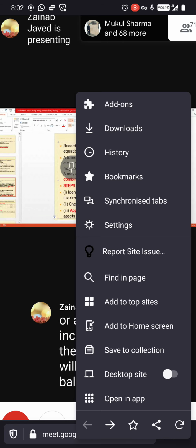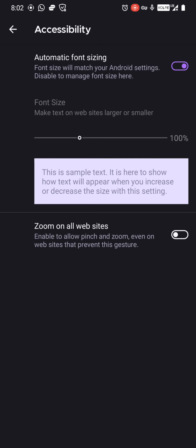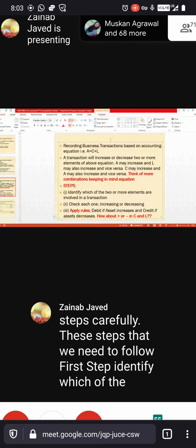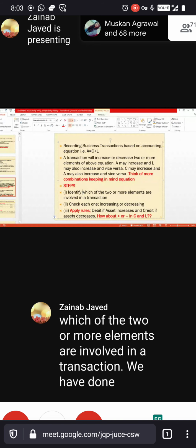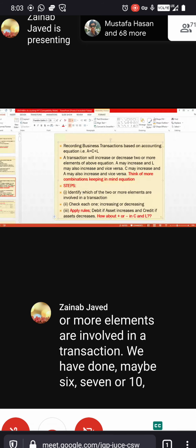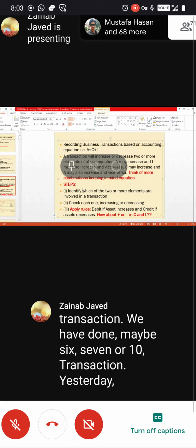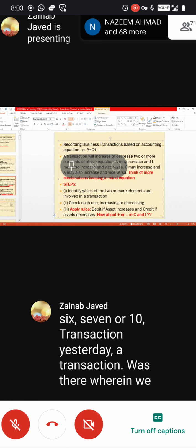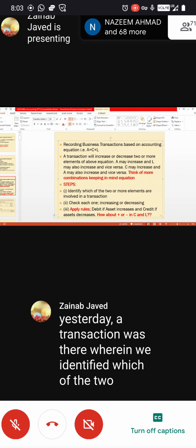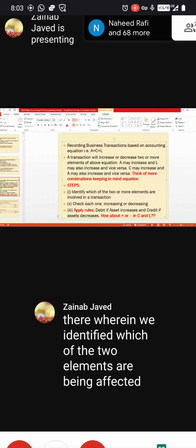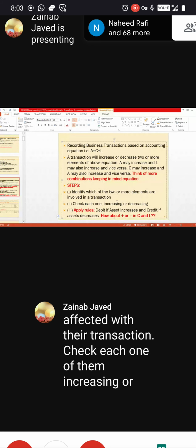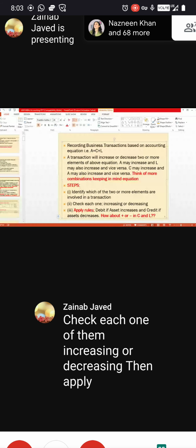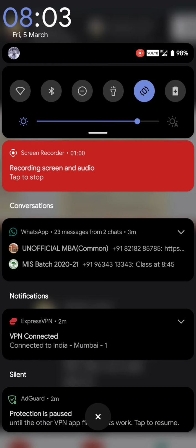Now look at these steps carefully. These are the steps that we need to follow. First step, identify which of the two or more elements are involved in a transaction. We have done maybe 6, 7 or 10 transactions yesterday. In each transaction we identified which of the two elements are being affected. Check each one of them, increasing or decreasing. Then apply rules. This we did not talk about. This I'll explain to you now.